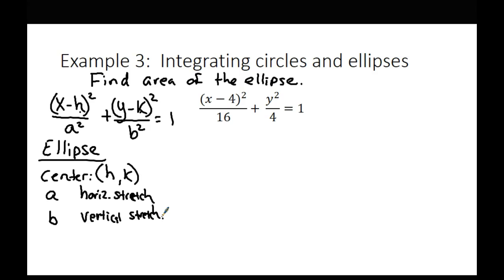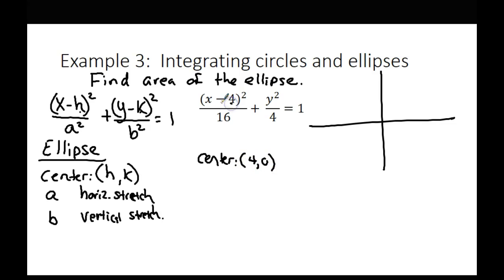First of all, my center is the H and the K, the number you subtract from the X and the Y. So in this case, what is my center? There you go, 4, 0. We have a 4 here, opposite sign, and there's nothing there, so it's 0. So that's my center. I'm going to put a dot at 4, 0, and that's going to be the center of my ellipse.